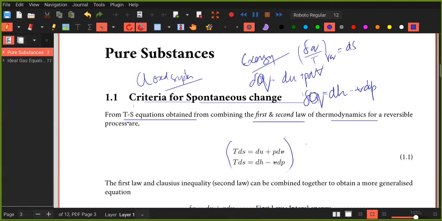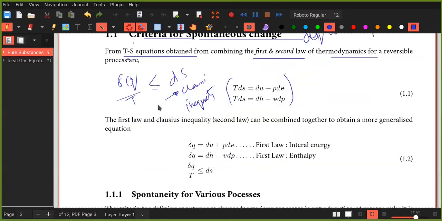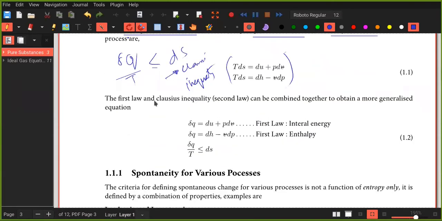But in general, this is a part of the Clausius inequality, and according to the Clausius inequality, we can write delta Q by T is always less than or equal to dS. And by combining the first law and the second law, that is the Clausius inequality, we can write the combination of the first and second laws.